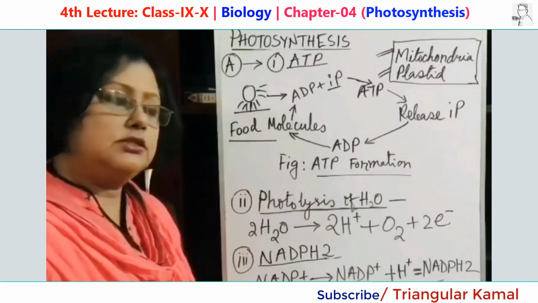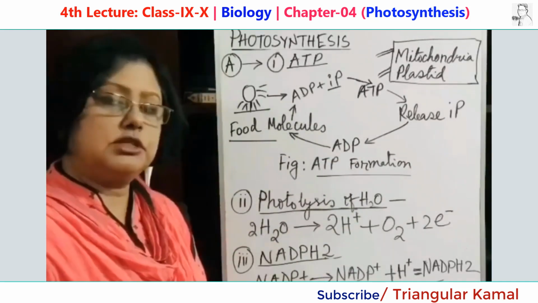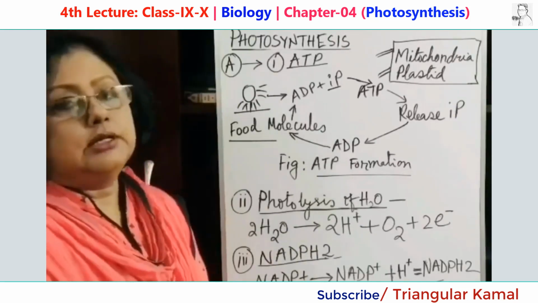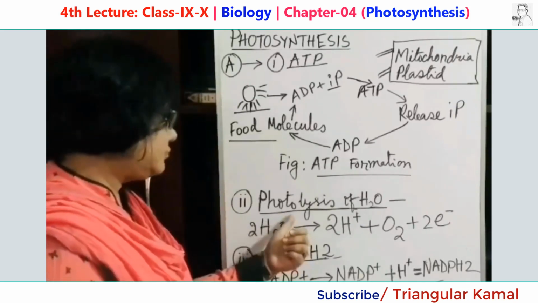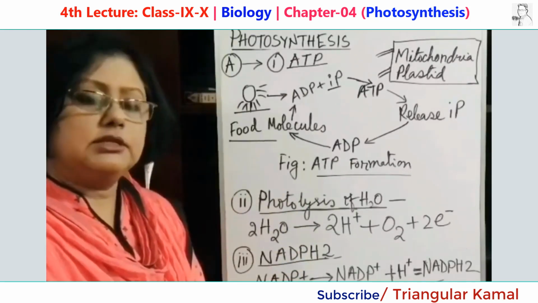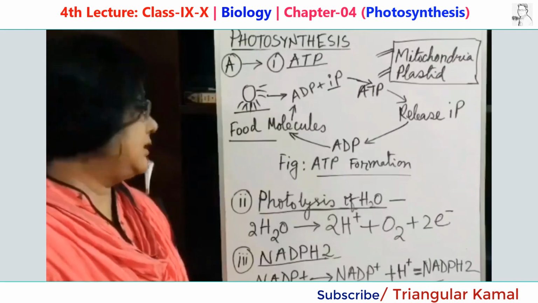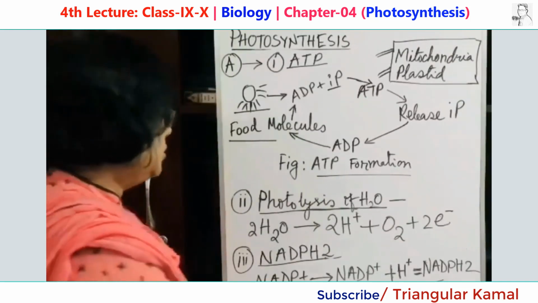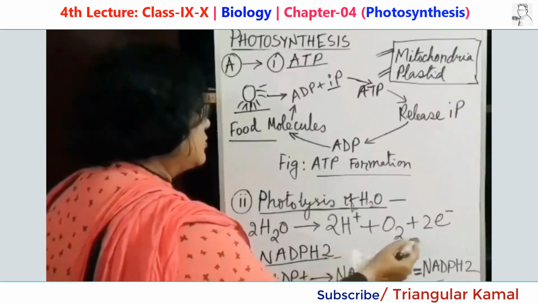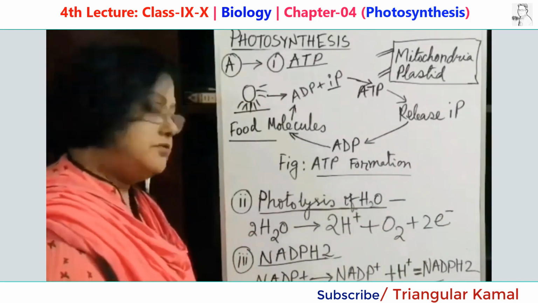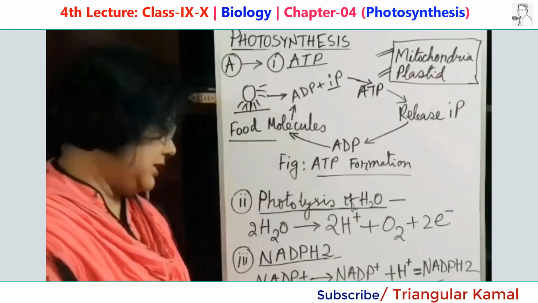Water enters through the xylem to the leaves, reaches the leaves and enters the chloroplast in the thylakoid membrane. Here the energy from sunlight is absorbed as photons, and that energy from the photon is used to break down the water into hydrogen ion, oxygen molecule and electron. Now come to the NADPH2 formation. This also takes place in the thylakoid.